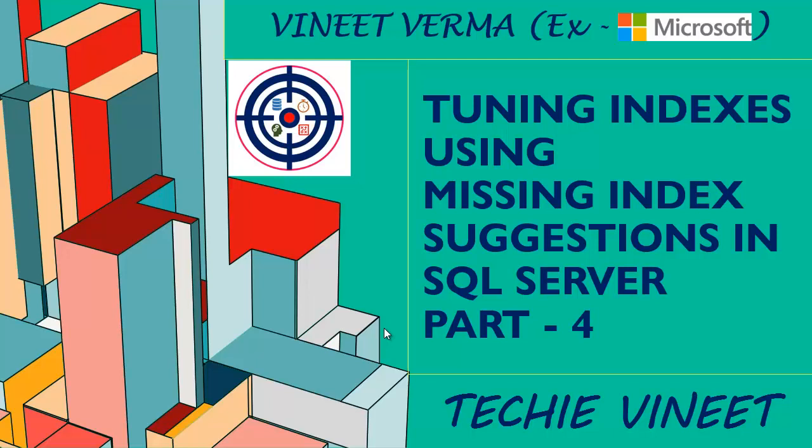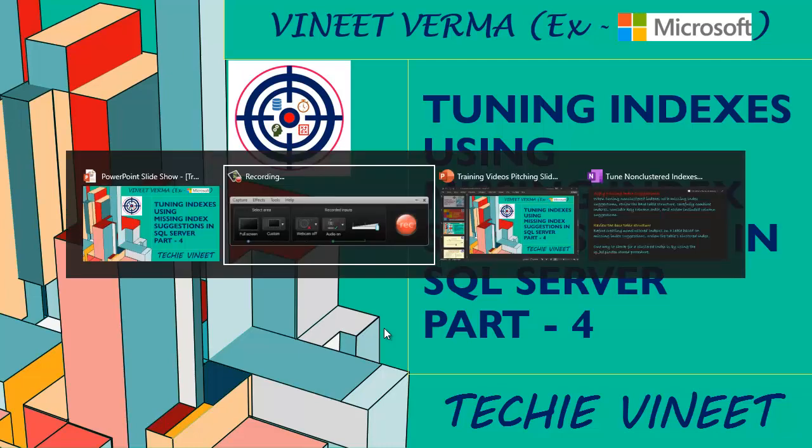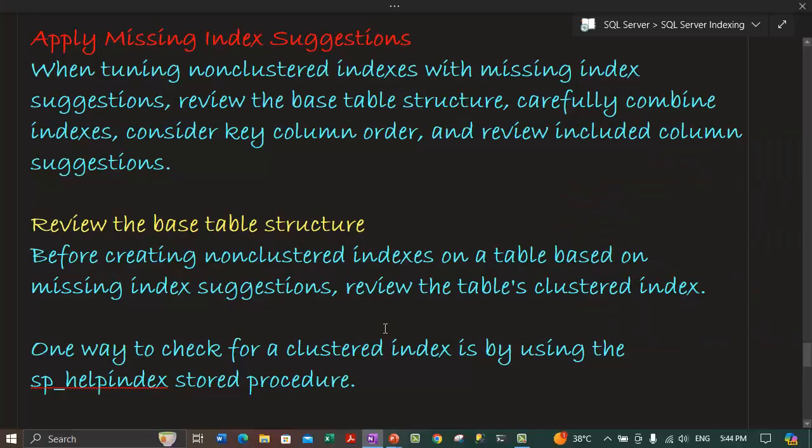Let's come back to today's topic, which is tuning indexes using the missing index suggestions in SQL Server. Today we will be covering how you can apply the missing index suggestions. In our previous video we demonstrated how you can find the missing index suggestions using the estimated execution plans, DMVs, and query store views. These three are the mechanisms which can give you an idea about the missing indexes on the tables in your database. Today we will talk about how to apply them once you get the missing index suggestions.